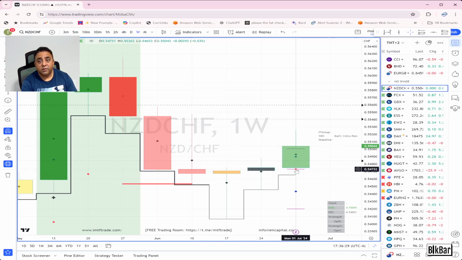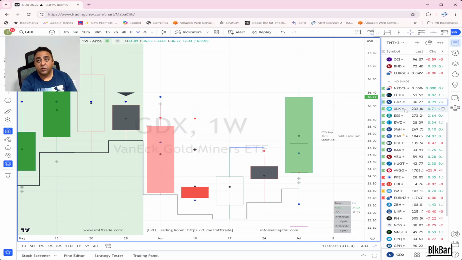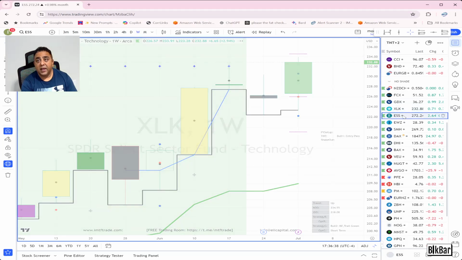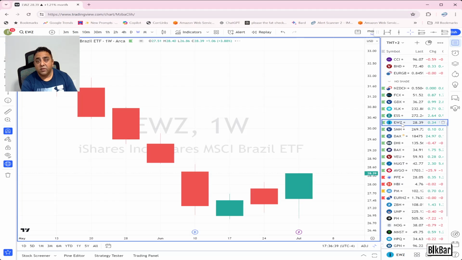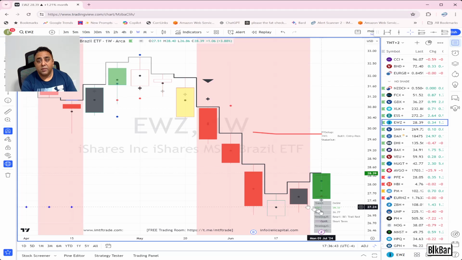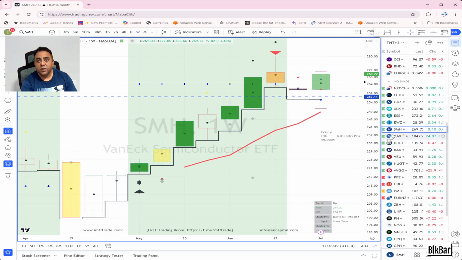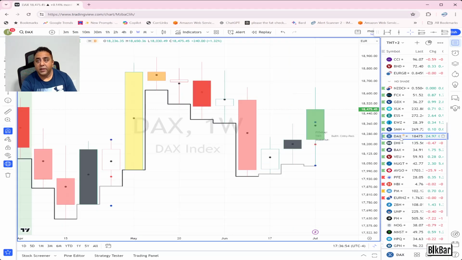This one here got to the red dot, then got to the blue, so that was profitable. FCX was profitable. GDX was profitable. XLK, ESS. This is another ETF, Brazil. This could possibly be a bottom now because you got a TNT and you got a bullish movement here. We have to see. Semiconductors, as usual, had another breakout week there after 2 weeks of pulling back.